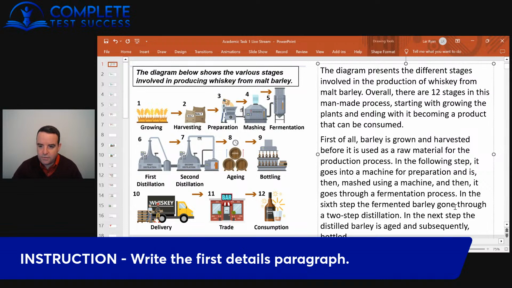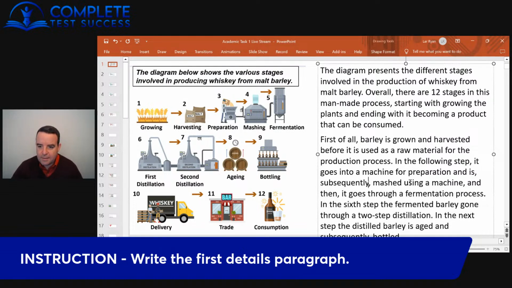And is then mashed using a machine. And then, okay, so you used "then" already. Let me change that. And is subsequently mashed using a machine. And then it goes through a fermentation process, just to make sure we have everything included. Okay, good.